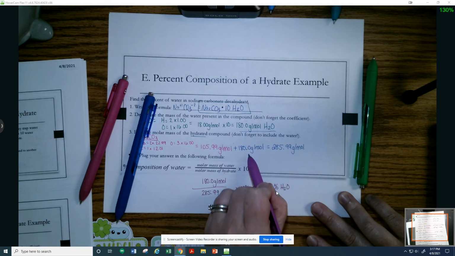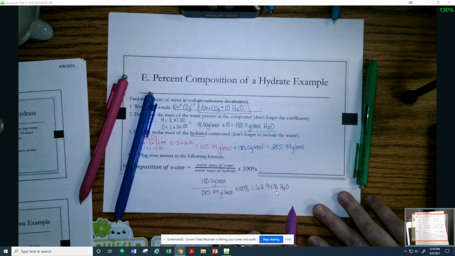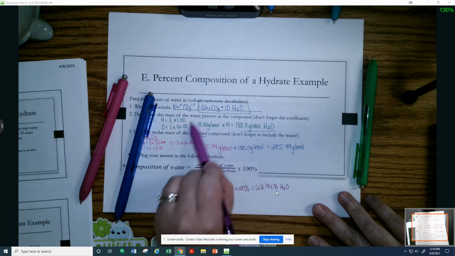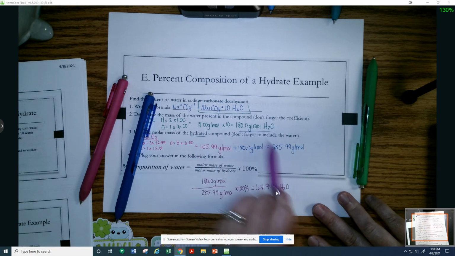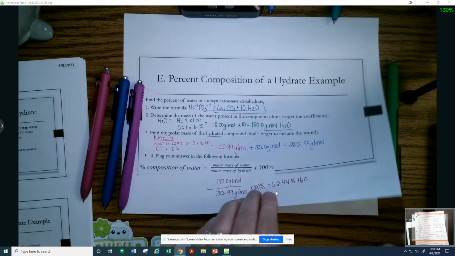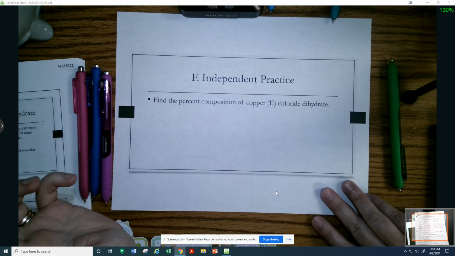If you did that, your number down here would have been 105. You would get a percentage greater than 100. You cannot have more than 100% water within a compound. You'll definitely never get something that's even 100% water unless, guess what? It's water. So we're not going to end up with numbers like that. So that's just one way to help check yourself: you take the mass of the amount of water you have over the molar mass of the entire compound, including, in this case, the 10 molecules of water, and we got 62.94%.